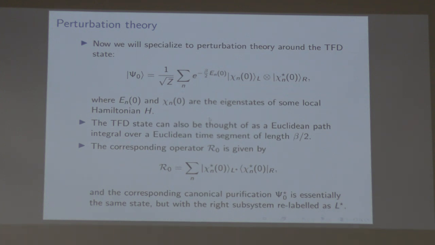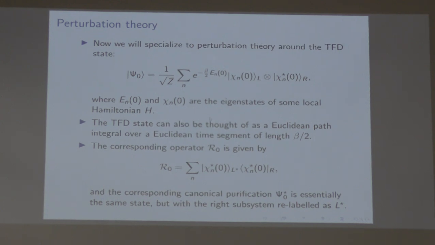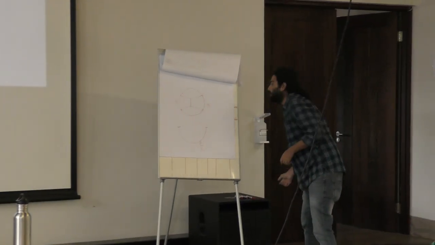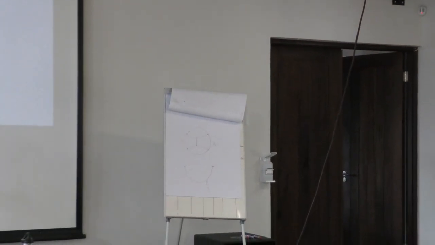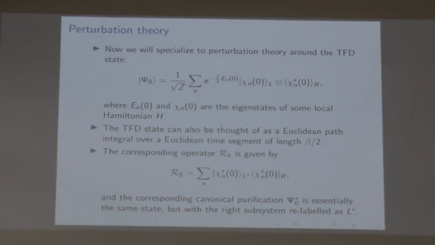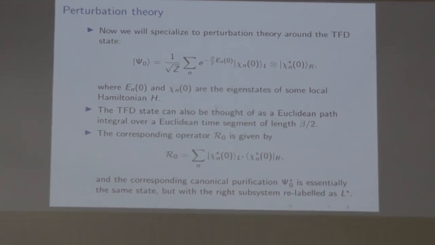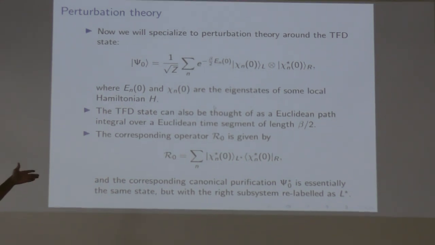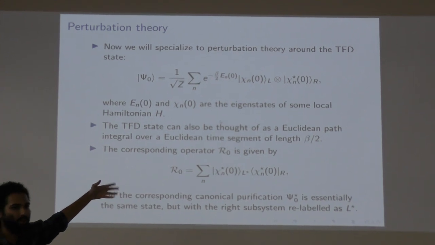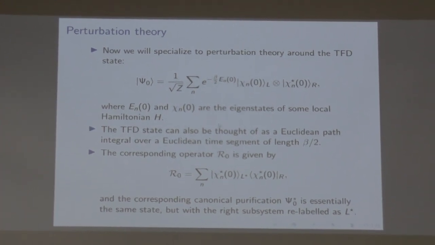In particular, it's going to be important for me that this state can be realized as a Euclidean path integral. This is a well-known statement, but let me just quickly draw a picture. The Euclidean path integral on an interval like this of length beta over 2 constructs this thermofield double state, and that's going to play some role in my discussion. Essentially the canonical purification of the state is itself, except you relabel the right-hand side, but it's the same state.